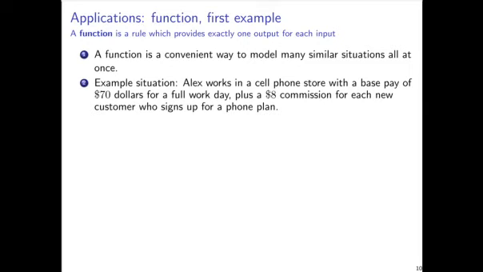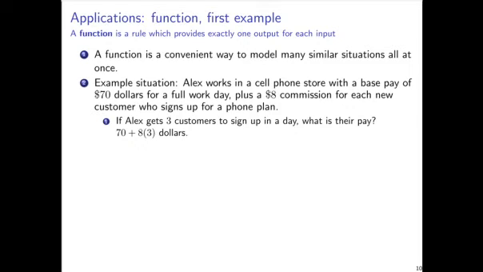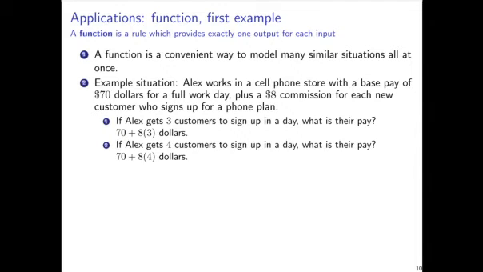Here's an example. Alex works in a cell phone store with a base pay of $70 for a full workday, plus an $8 commission for each new customer who signs up for a phone plan. If Alex gets 3 customers to sign up in a day, what is their pay? It should be $70, the base amount, plus this commission of $8 paid 3 times in total, so 8 times 3, which would of course be 24, but I don't want to simplify right now. I just want to notice the pattern. I'd rather leave this as 70 plus 8 times 3. If Alex gets 4 customers, this should now be 70 plus 8 times 4.